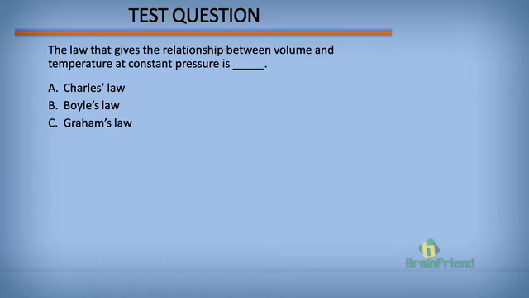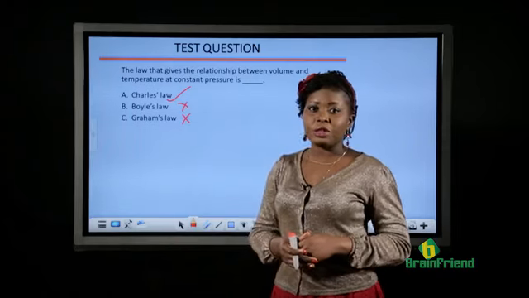Another question. The law that gives the relationship between volume and temperature at constant pressure is dash. A, Charles' law. B, Boyle's law. C, Graham's law. Well, if your answer was B or C, you're wrong. Our answer is Charles' law. Remember, Charles' law is the law that shows the relationship between volume and temperature of a gas system.